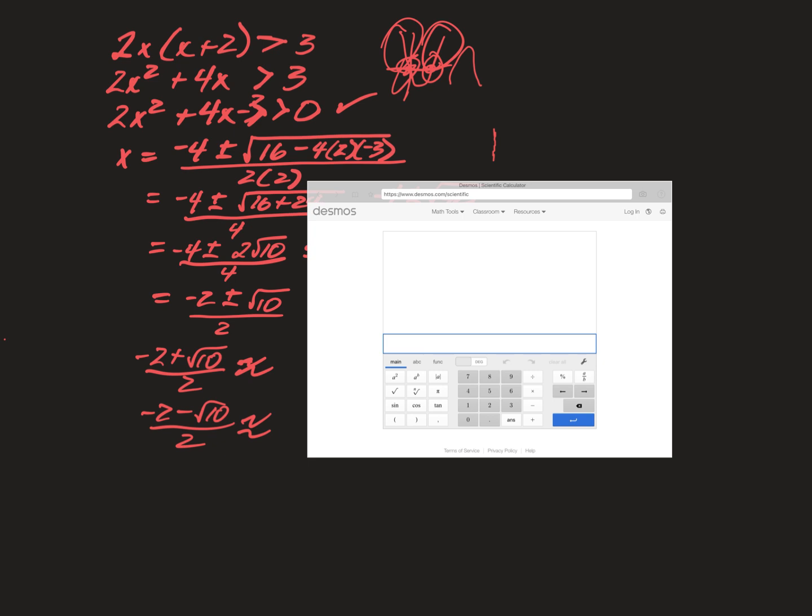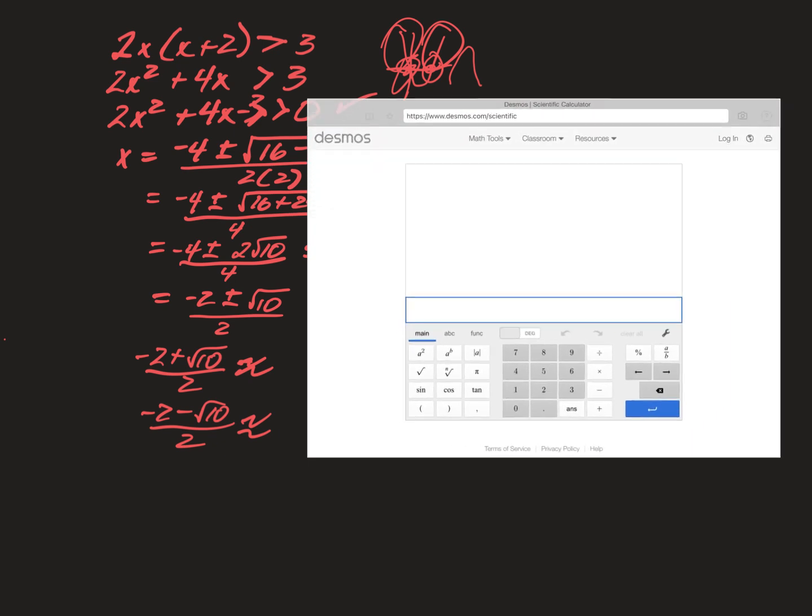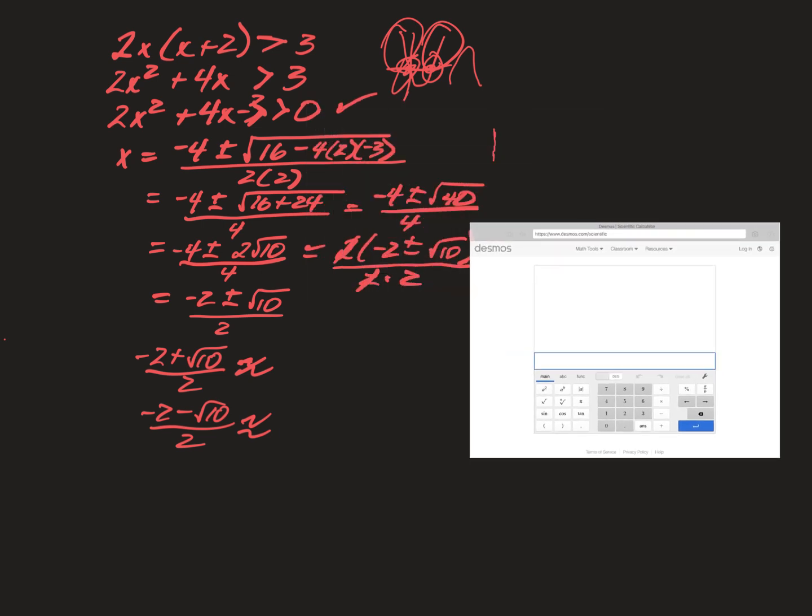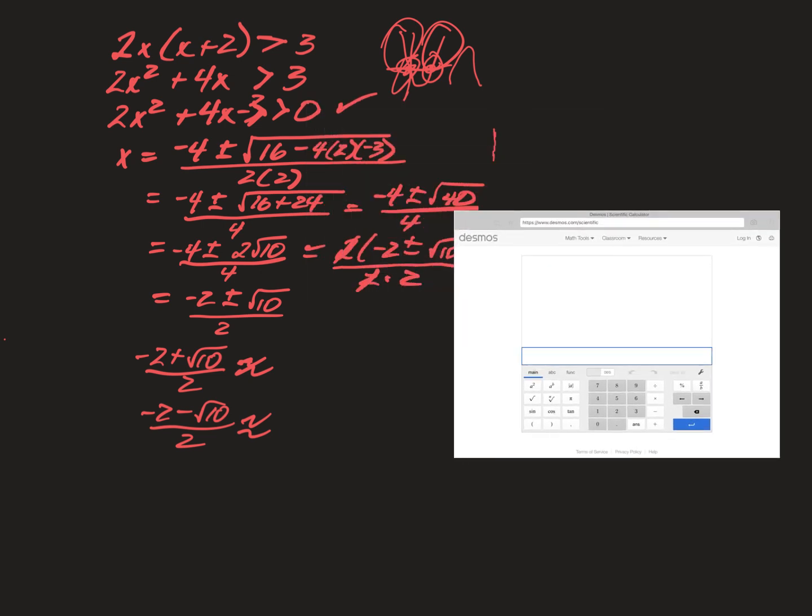Okay. Let me move this over just a little more, just so it doesn't hide the work. Okay, now I'm going to use the scientific calculator. So I'll do -2 plus the square root of 10.